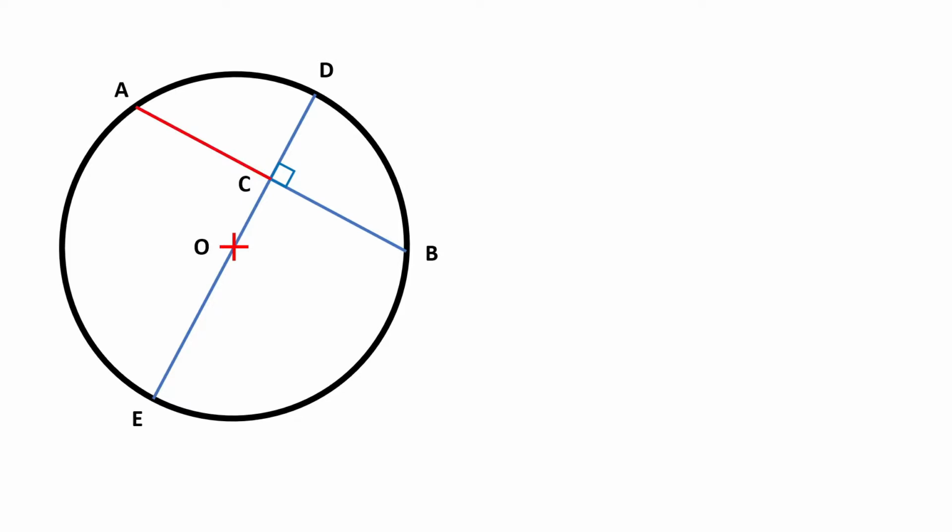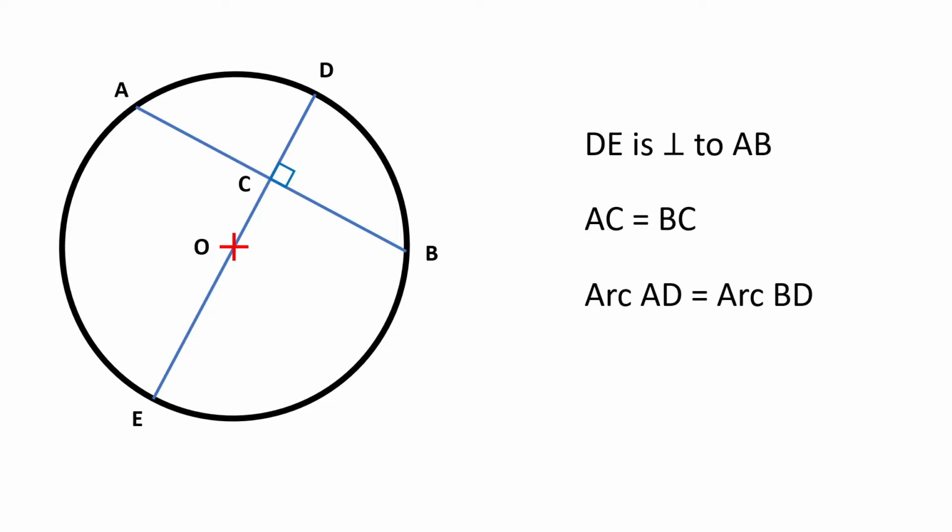Therefore, the length of this line is the same as the length of this line. And the length of this arc is the same as the length of this arc. We learned that diameter DE is perpendicular to chord AB. We can conclude that AC is equal to BC, and arc AD is equal to arc BD, and arc AE is equal to arc BE.